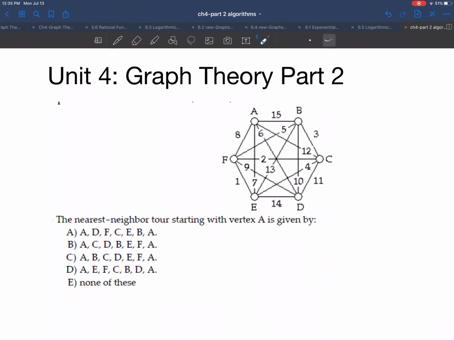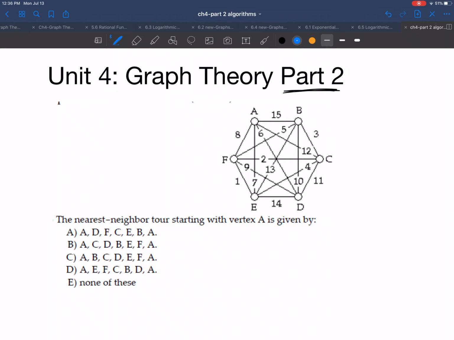Okay, so I want to show you a couple of examples here to help you for the exam. Graph theory part 2. This will help with the homework, but especially the exam. Here's what everybody gets confused about on the exam for graph theory, the part 2. So this is the part 2 again, notice.